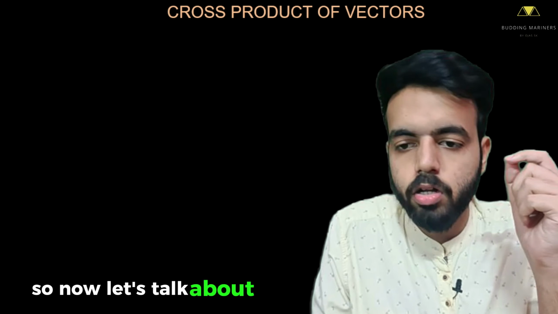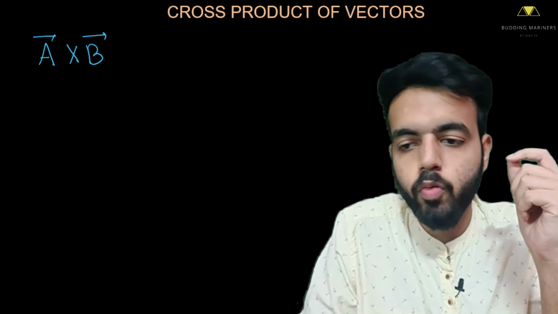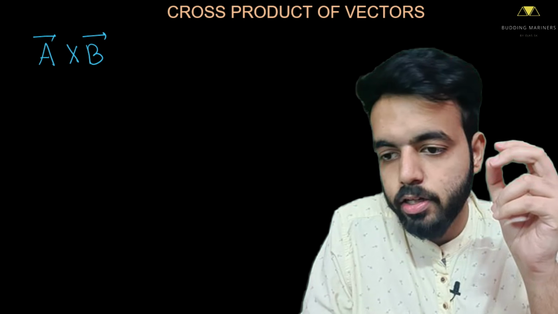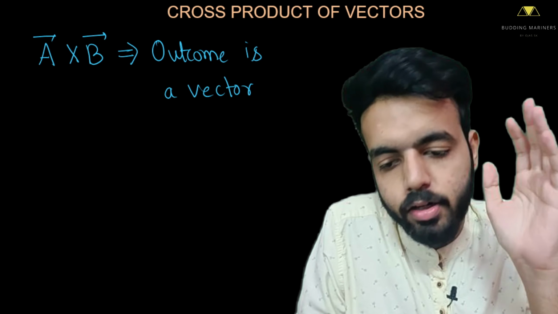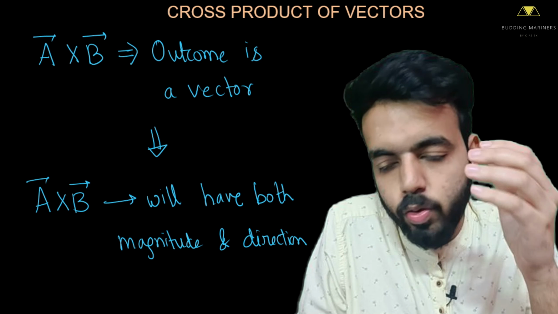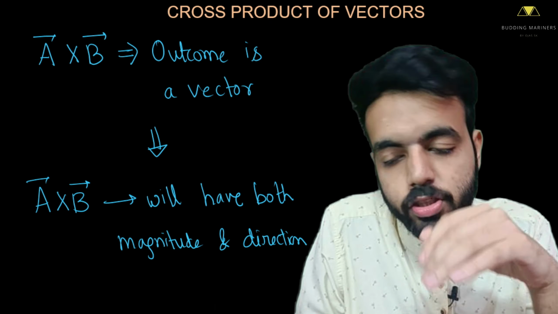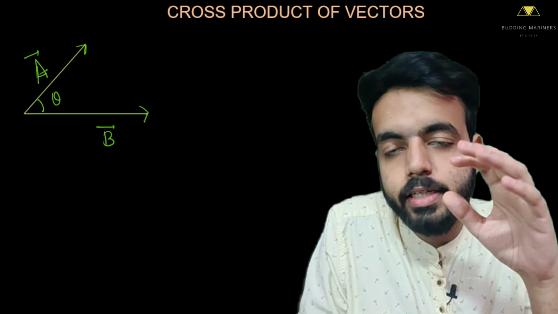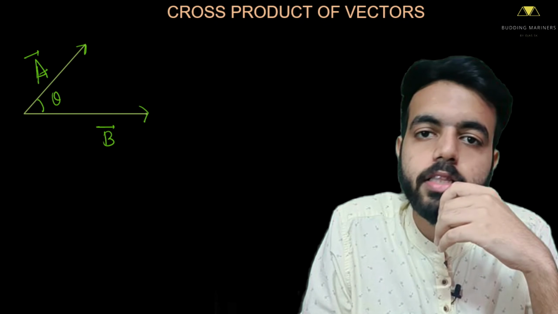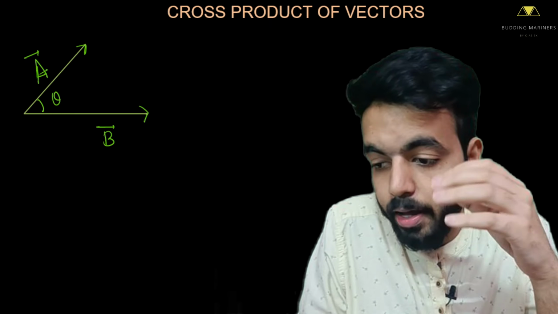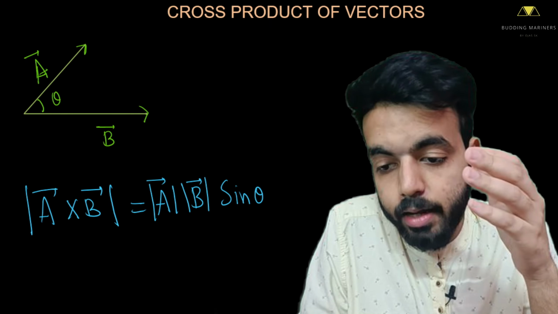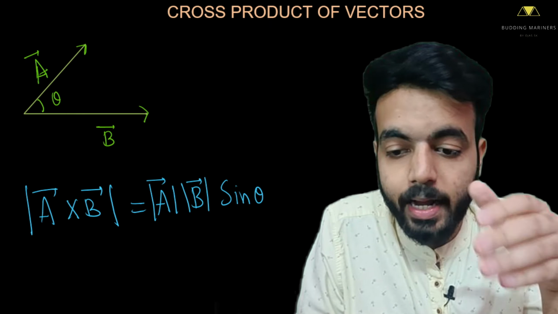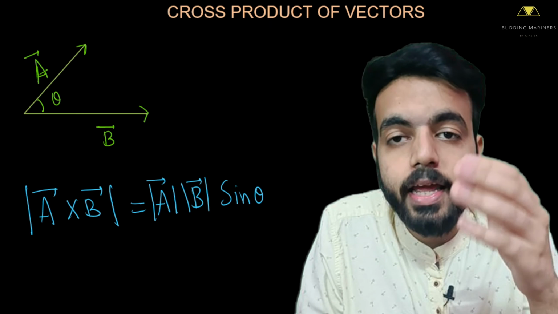Now let's talk about the cross product of two vectors. So we have two vectors A and B. A cross B is how it is represented. Now we know the outcome is going to be a vector because it is a vector product. So A cross B will have both magnitude and direction. So for magnitude, let's say that the angle between them is theta. So the magnitude of A cross B is going to be nothing but magnitude of A times magnitude of B times sine theta, where theta is the angle between A and B.